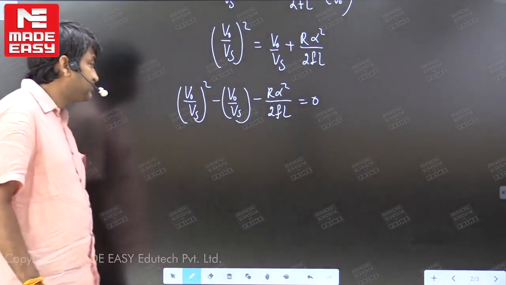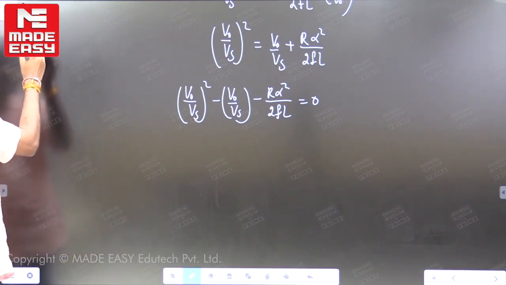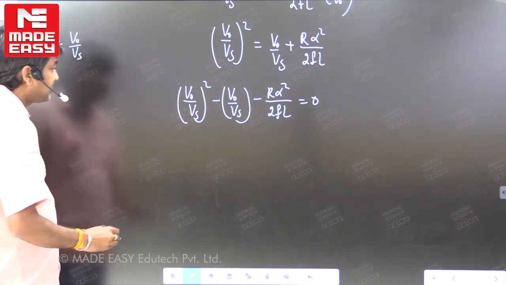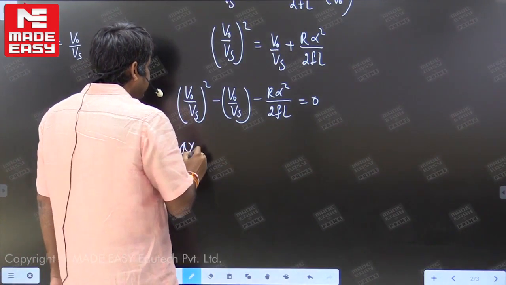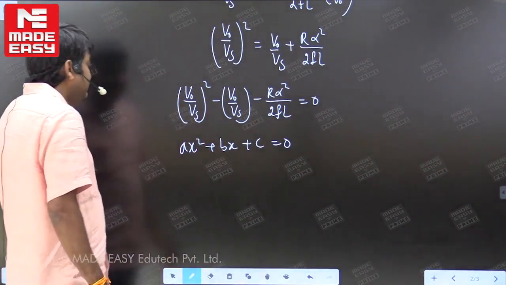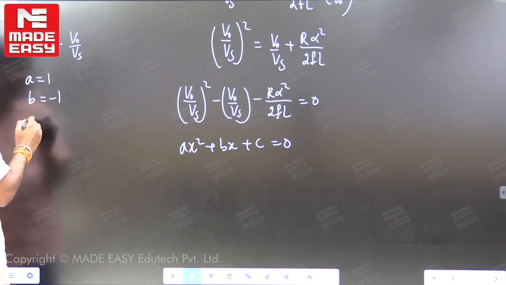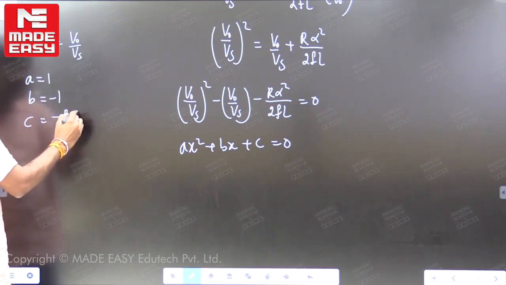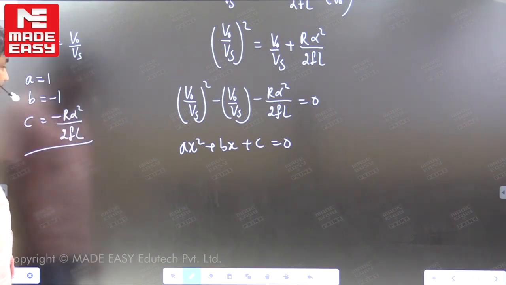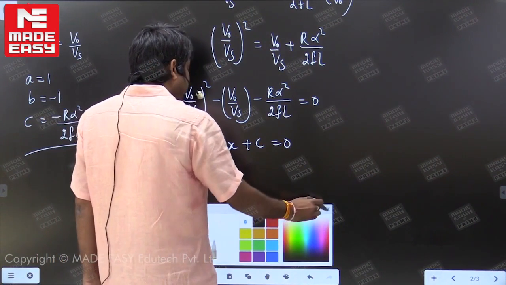You see, this is a quadratic expression in terms of V naught by Vs. Let us suppose x is equal to V naught by Vs. So I can write this as a quadratic expression ax square plus bx plus c is equal to 0. Here a is equal to 1, b is equal to minus 1, and c is equal to minus R into alpha square by 2FL. So that is the value of c. What is the equation for x from this polynomial?